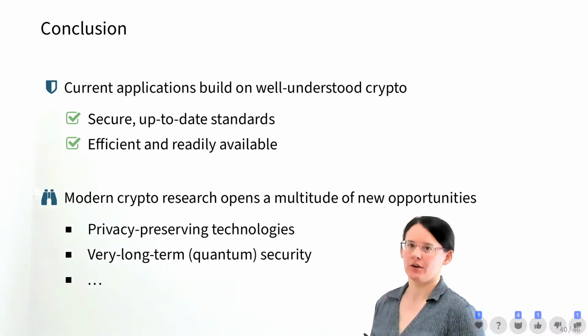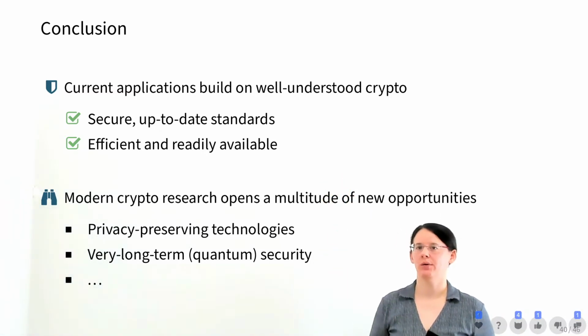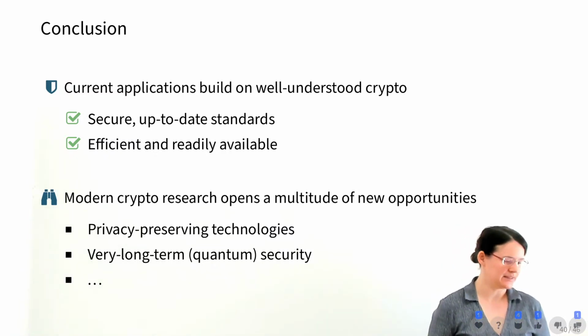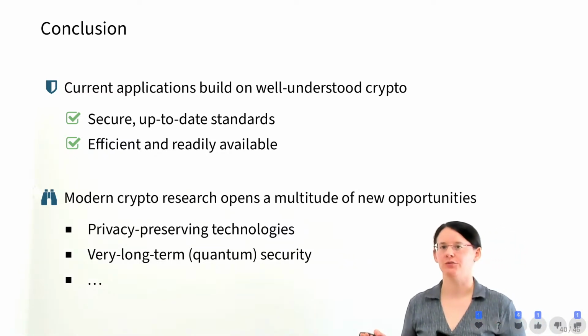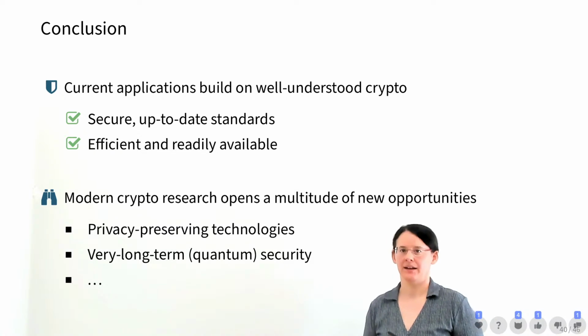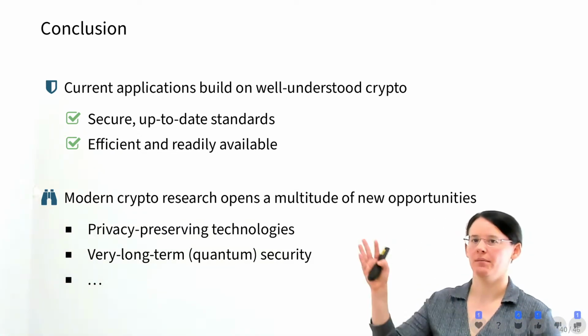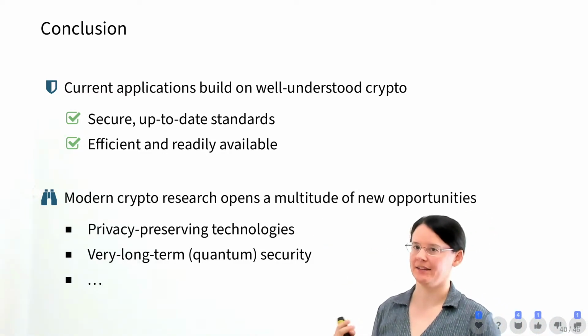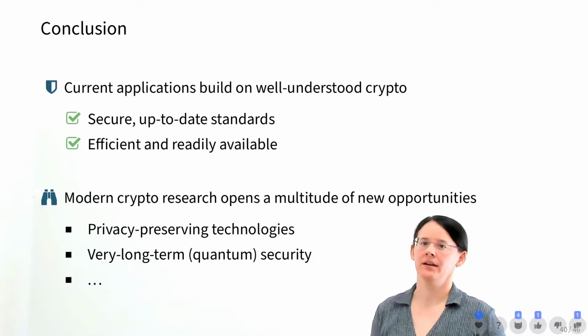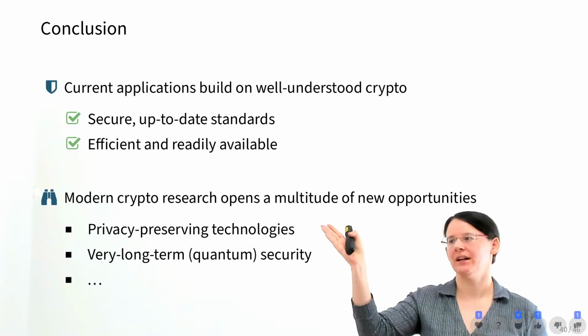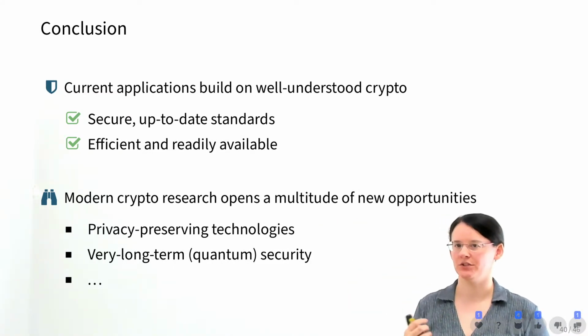And while we have some very well-established and well-working ingredients, there is still an immense amount of research going on in cryptography. And some of the directions that are currently researched a lot include privacy-preserving technologies, like the examples I mentioned, which often require much more advanced and complicated crypto systems than we saw in this course.